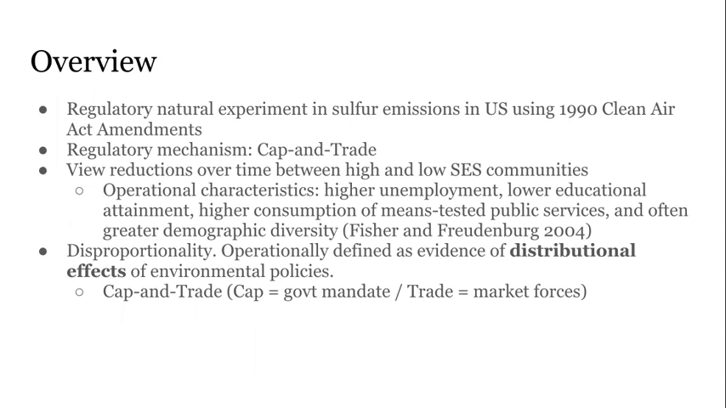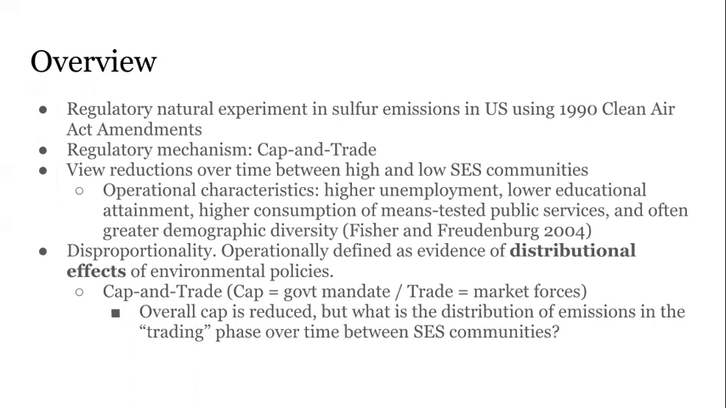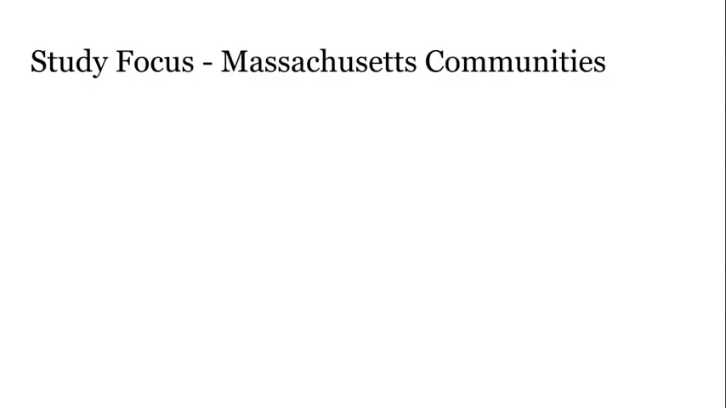And then you'd look at what those areas look like, what that community looks like, and whether or not it shows signs of low socioeconomic status, as we've defined operationally here. So as the overall cap is reduced, a government function, what is the distribution of emissions in the trading phase over time between socioeconomic status communities?